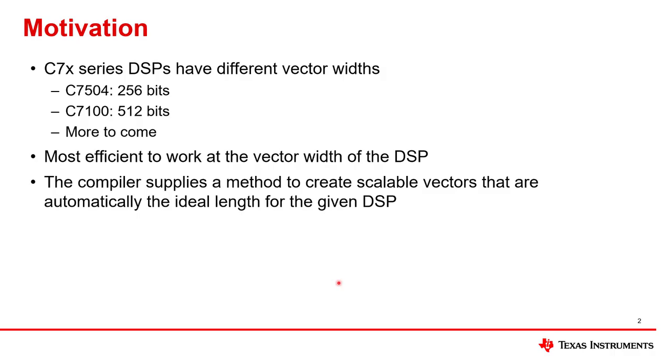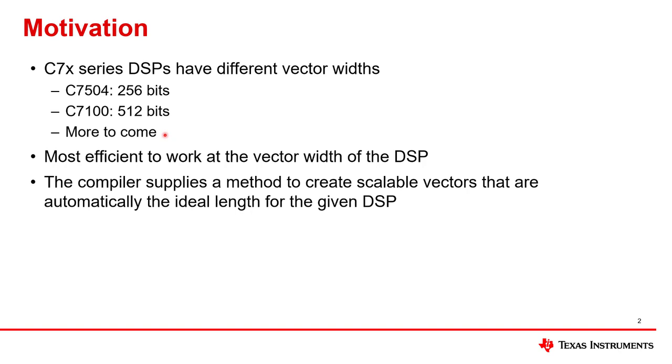Why have scalable vectors at all? Well, the C7000 series of DSPs have different vector widths. They're not all the same. Some examples: C504, the vector width is 256 bits. C7100, 512 bits. And so on. There's more DSPs to come, and the vector widths will be different among them.